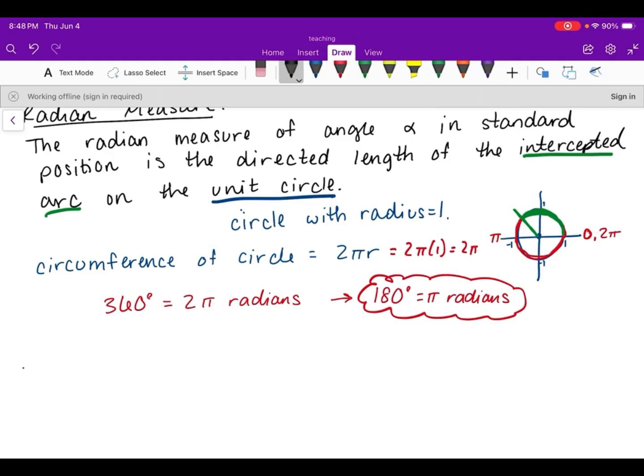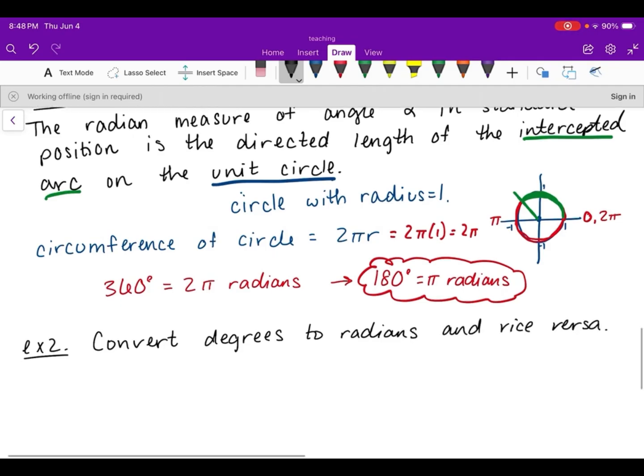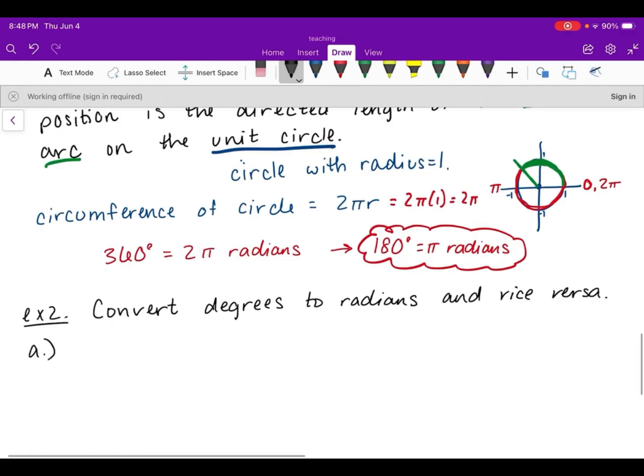So let's do an example of some conversion. Example 2, we're going to convert degrees to radians and vice versa. Part A, let's do 210 degrees. Part B, we'll do negative 135 degrees.